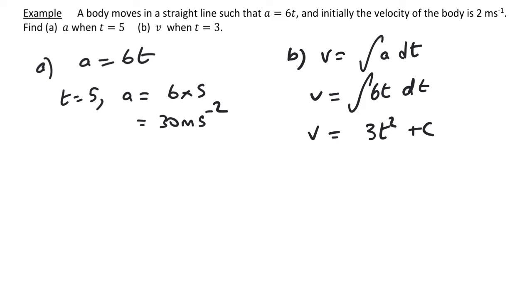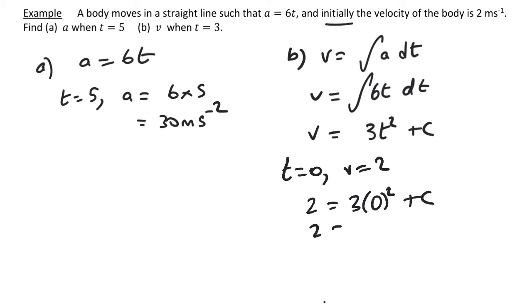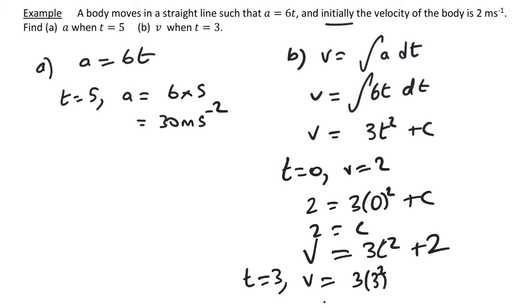Now, what we know is that initially, the velocity is 2 meters per second, and initially means when time is 0. So when t equals 0, we know that v equals 2. If we substitute that in, we get 2 equals 3 times 0 squared plus c, so that means that 2 is equal to c. So our velocity equation is v equals 3t squared plus 2. Now we want to find v when t equals 3. So when t equals 3, we have v equals 3 times 3 squared plus 2, which is 3 times 9 plus 2, which is 29 meters per second.